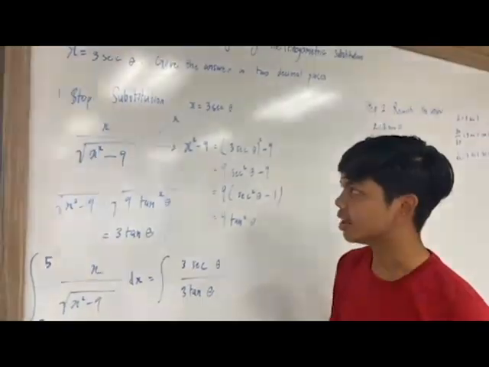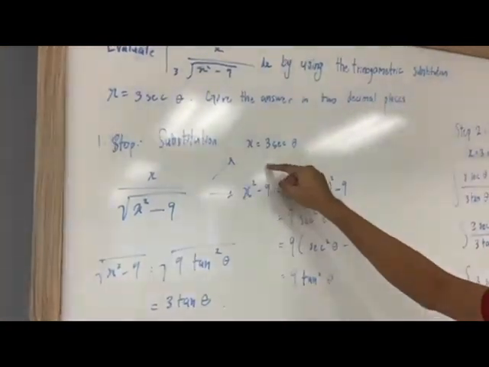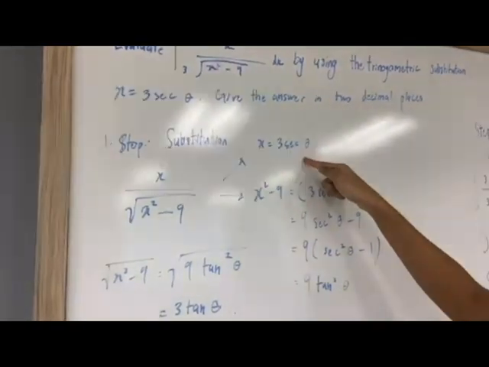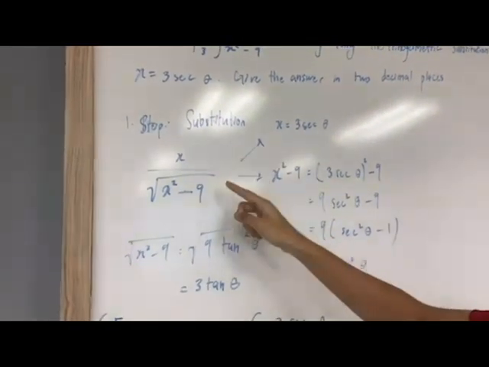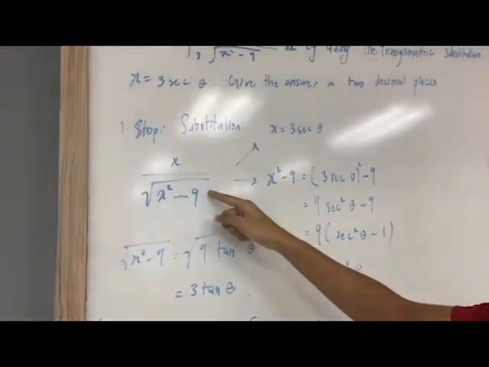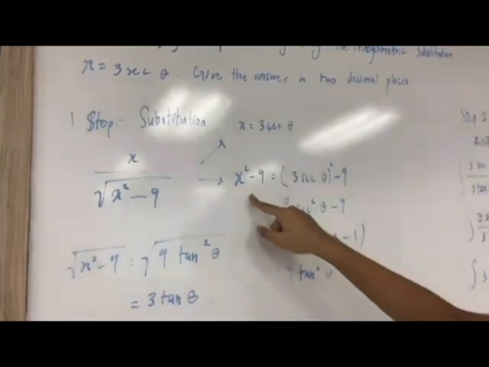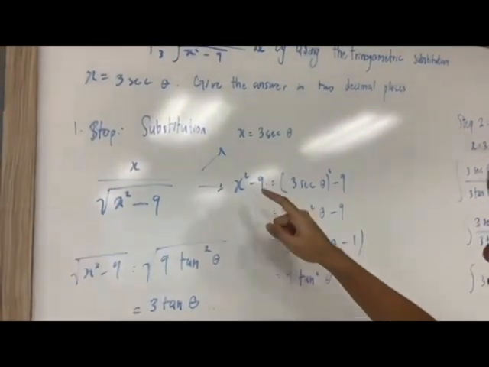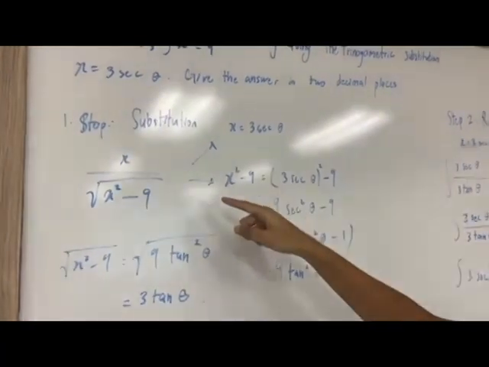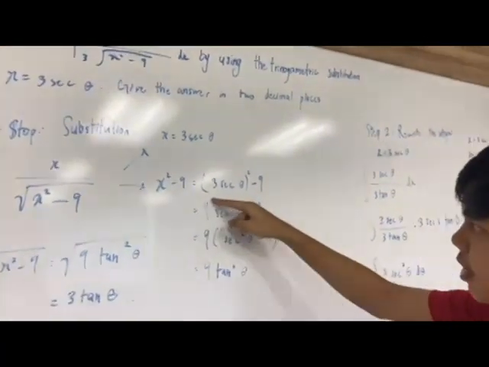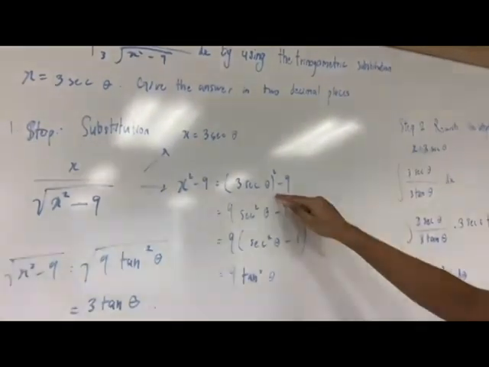Alright, so let's start with the first step, which is substitution. Here we have x equals 3 secant theta, so we need to substitute this into this question. We can start by substituting it into the denominator here, but it is kind of complicated to directly substitute because it has the square root. After substituting, it will become 3 secant theta to the power of 2 minus 9.